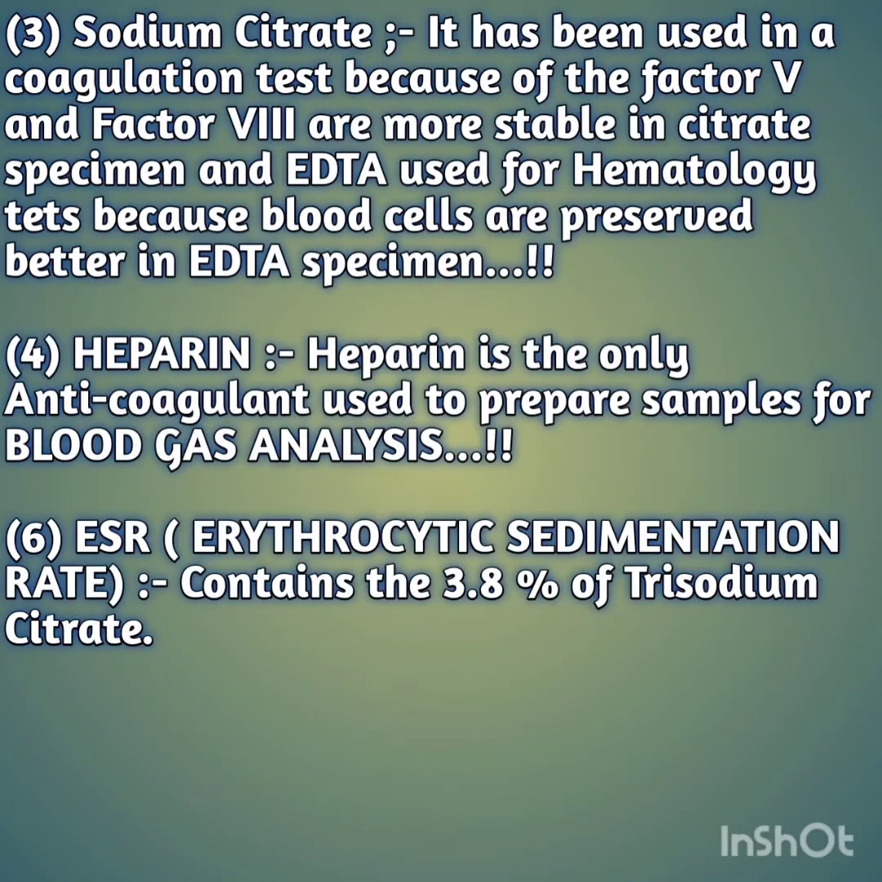Now the next is heparin. Heparin is the only anticoagulant. Anti means against, coagulant is nothing but coagulation, so it will not get clotted. It is used to prepare samples for blood gas analysis. Blood gas analysis, that is arterial blood gas: pH, PO2, PCO2 and HCO3. These are our blood gases, these are arterial ABG, which we call our arterial blood gases. So heparin is the only anticoagulant which can be used to prepare the samples for blood gas analysis.